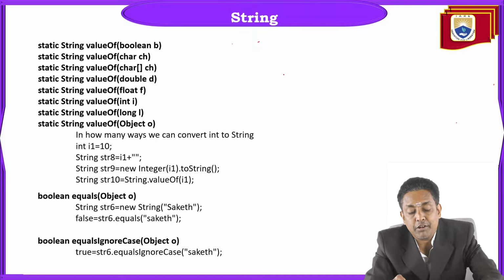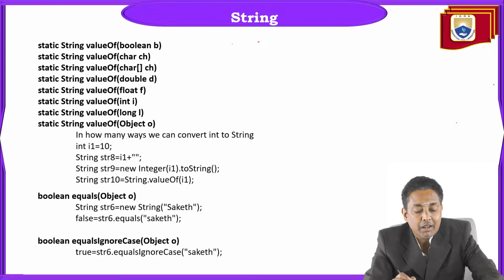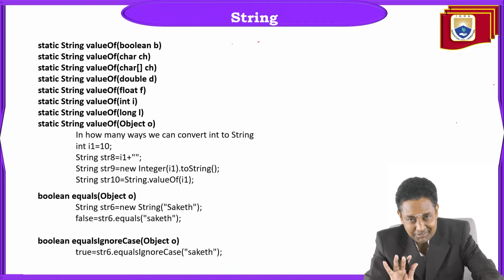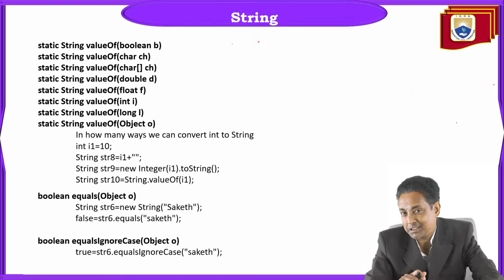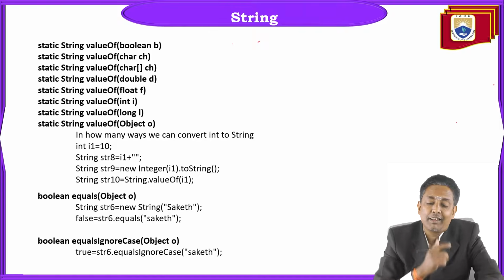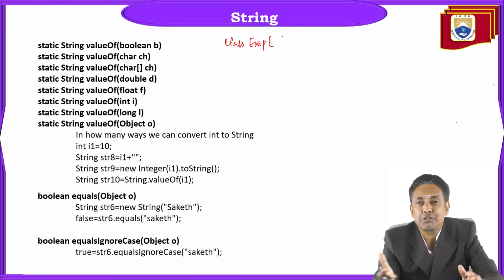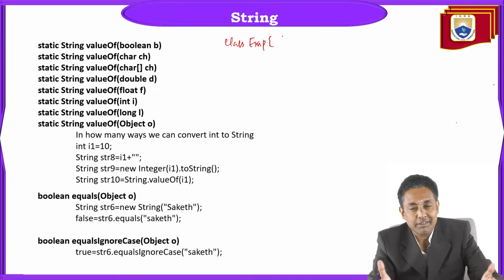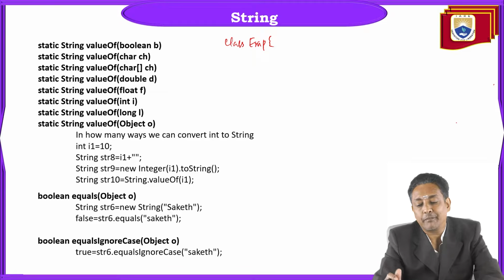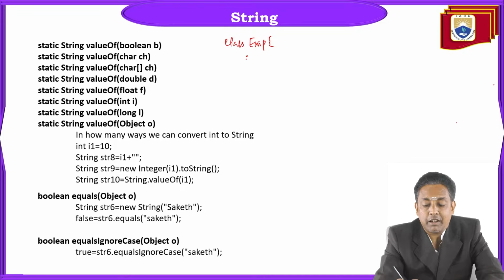But coming to the valueOf method with an object, how is this converted into a string? That is the point. For example, the most frequently used class in our examples is Employee. Employee, student, customer, product, order. These are most commonly used, right? If you name Employee, Employee contains employee ID, employee name, salary, designation.